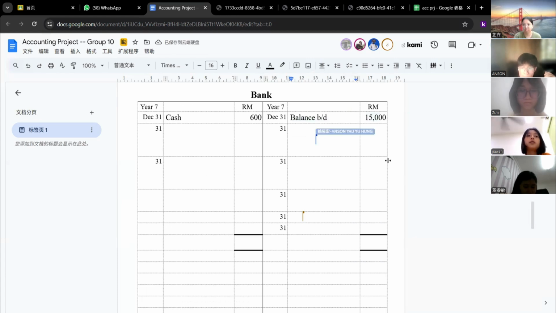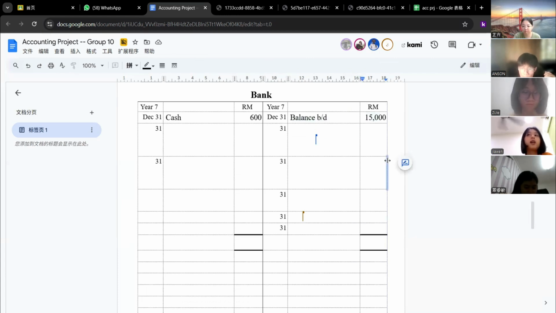Okay, after we record all of the assets, liabilities and equity, we move on to our first additional information, which is all the cash was banked in and wholly used to pay for the dissolution expenses.